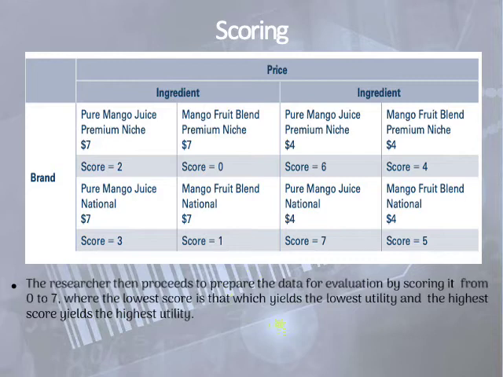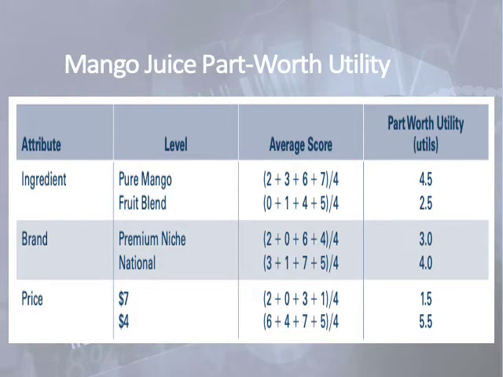So we have here in the result that the mango fruit blend premium niche at $7 scored 0. So I think this is the one ranked 8 in the ranking. It seems this is also the 8 in the ranking. I'm not so sure, I can't go back. So you try to check if this is the number 8, or the least preferred in the ranking. Okay, so let's proceed.